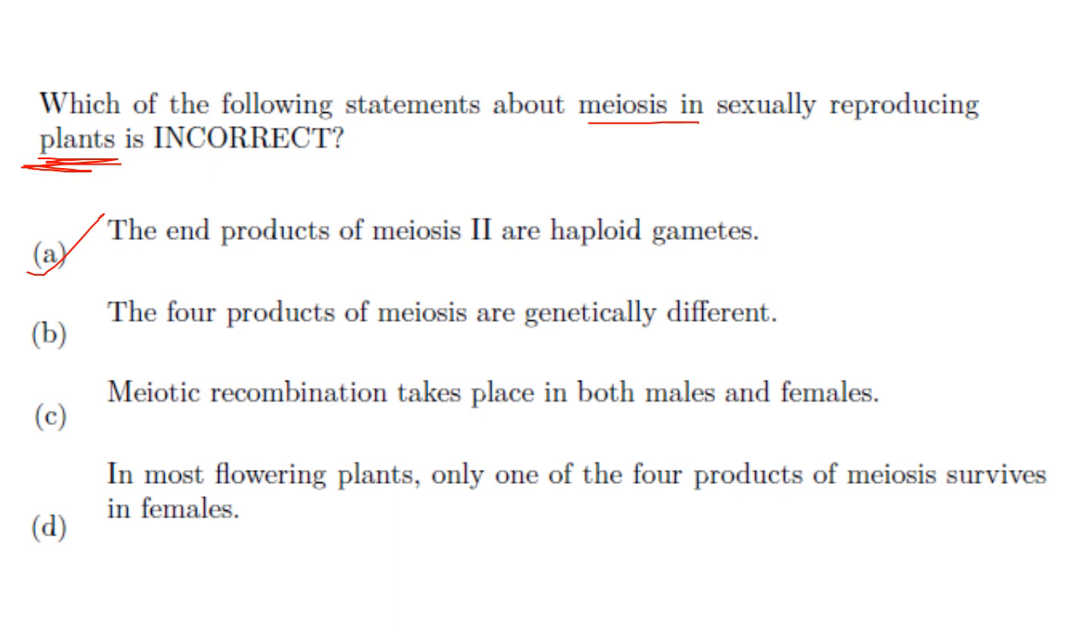Now B, if you see, the 4 products of meiosis are genetically different. Yes, there is recombination taking place. Crossing over and recombination take place in prophase 1 of meiosis. And there is independent assortment also. Then meiotic recombination takes place both in males and females, of course. Then in most flowering plants, only one of the 4 products of meiosis survives in the female. Yes, that is also correct.